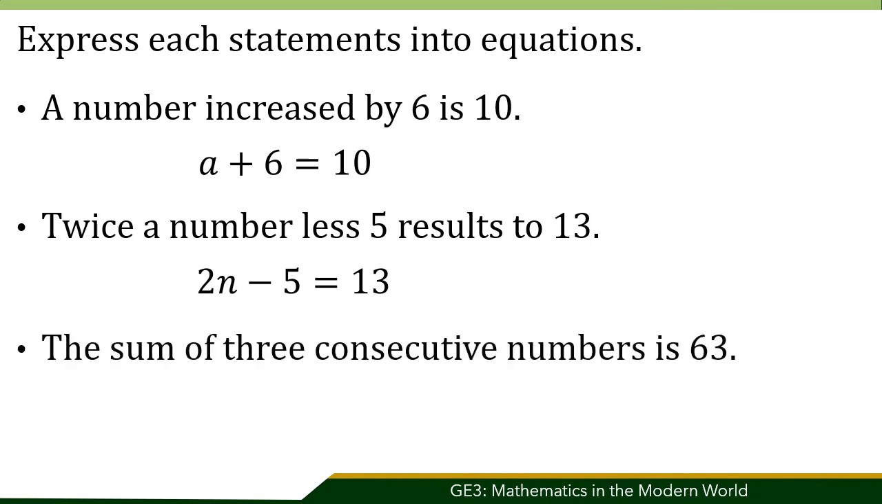Next, the sum of 3 consecutive numbers is 63. So we can represent 3 consecutive numbers as x, x plus 1, and x plus 2. So our equation will be x plus x plus 1 plus x plus 2 equals 63. The sum of 3 consecutive numbers is 63.